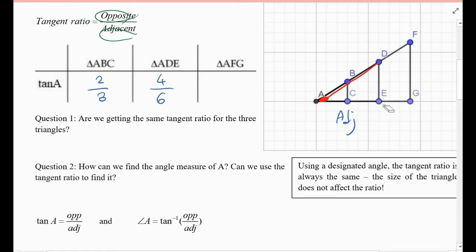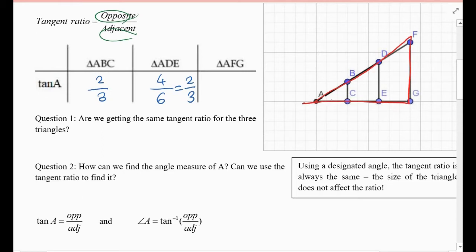Okay, everyone, what do you think? Is 2 over 3 the same as 4 over 6? Are they the same fractions? Let's reduce 4 over 6. What do you get? 2 over 3. Are they the same fraction? Yes, they are. They're the same ratio.